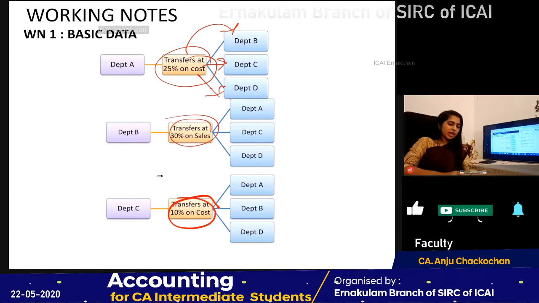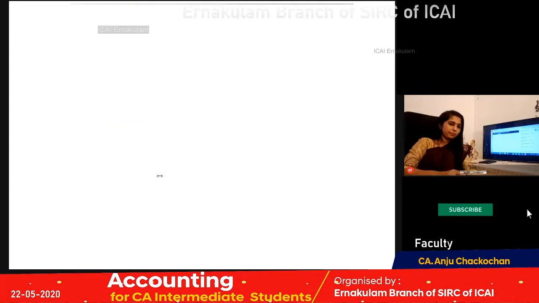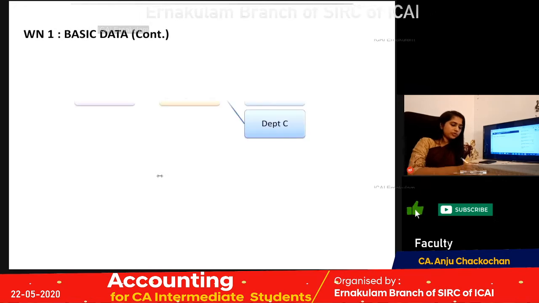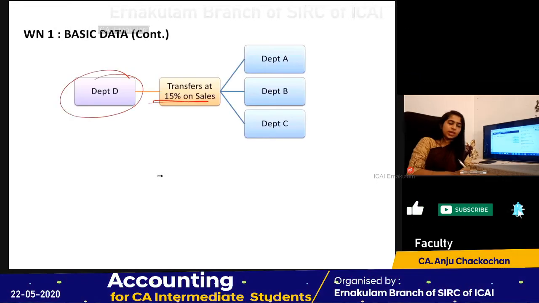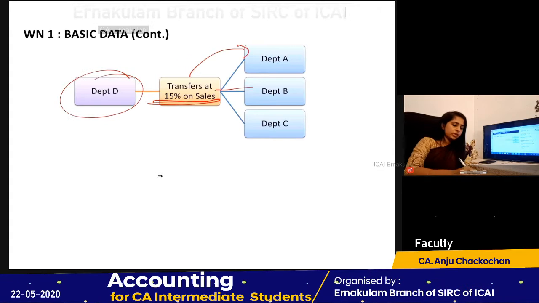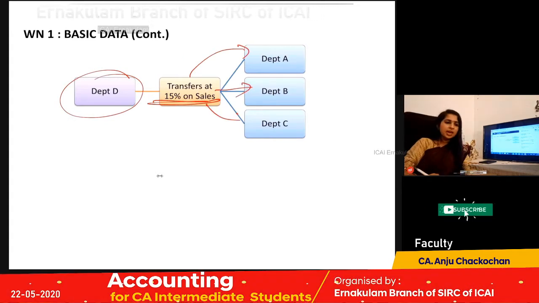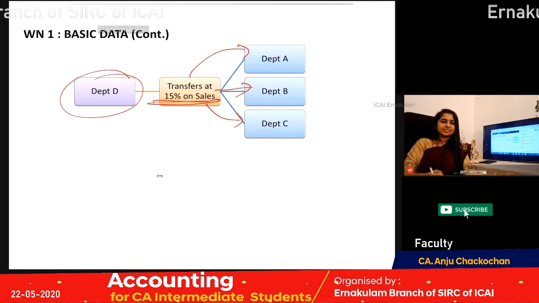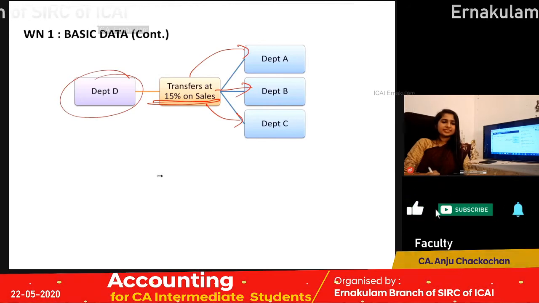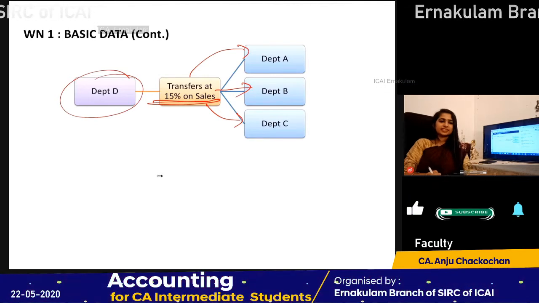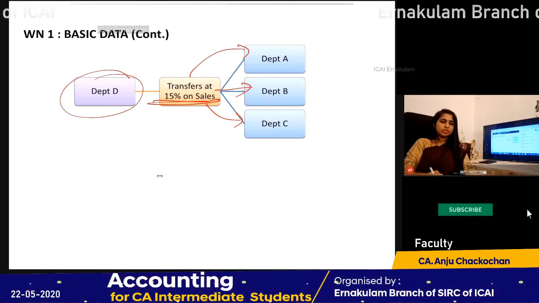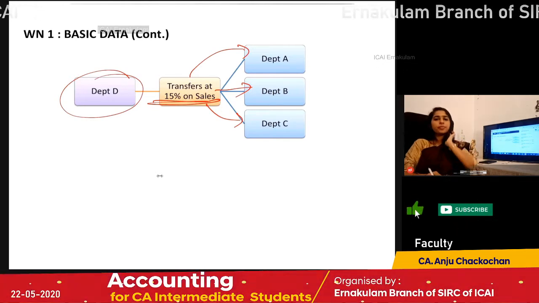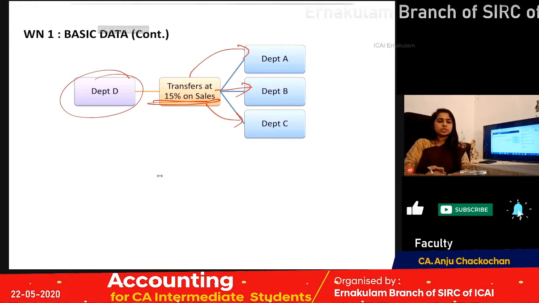All right. And then the transfer of Department D. How does Department D transfer goods? The single rate is 15% on sales to Department A, to Department B, and to Department C. Please take this also down. Once you're done, please drop in messages.